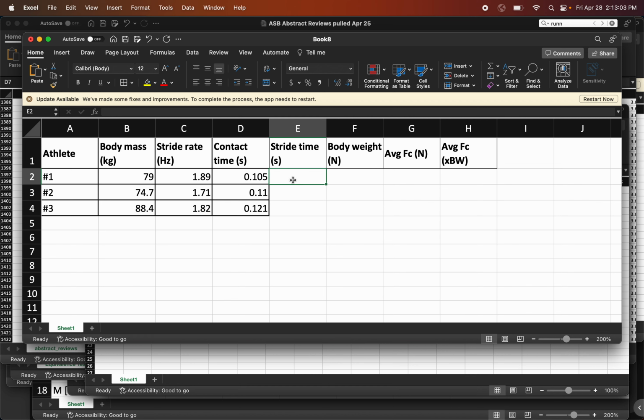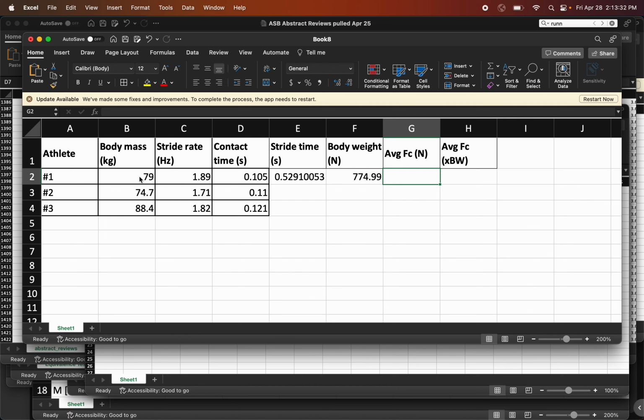Okay, so stride time is pretty easy. That's the seconds that it takes to complete a stride, or seconds per stride. We have stride rate over here, which is strides per second. So if we just do 1 over stride rate, that gets us our stride time in seconds. Body weight, that's an easy one. We take body mass times 9.81 meters per second squared, gravity, that gets us body weight.